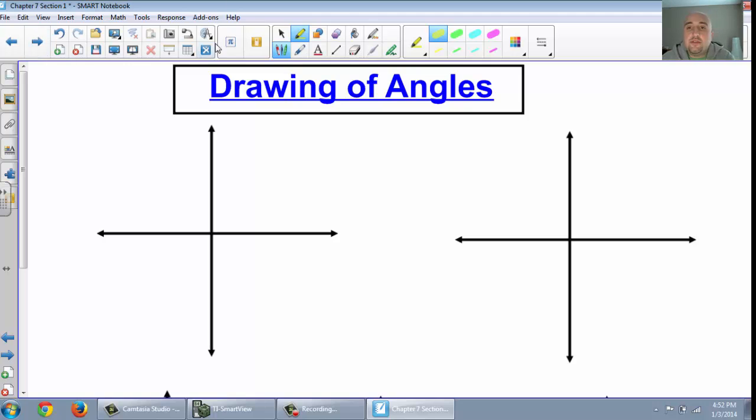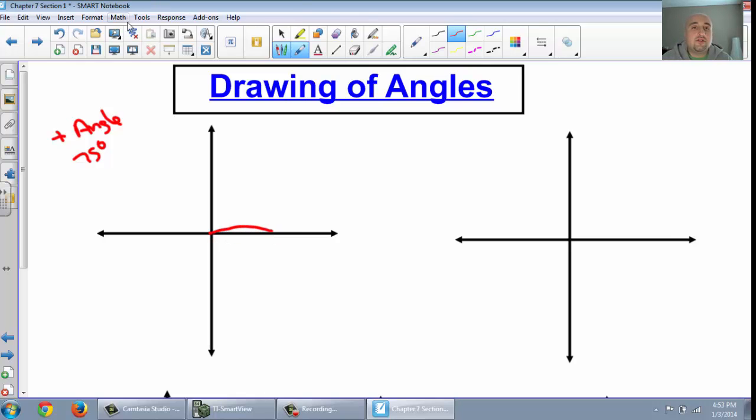Okay, so we also need to be able to draw an angle. When we draw angles, it has to be done a certain way. So let's start off with a positive angle. Let's draw an angle of, let's see, 75 degrees. We always start on the positive x-axis.